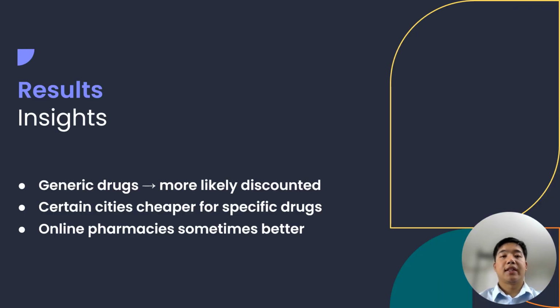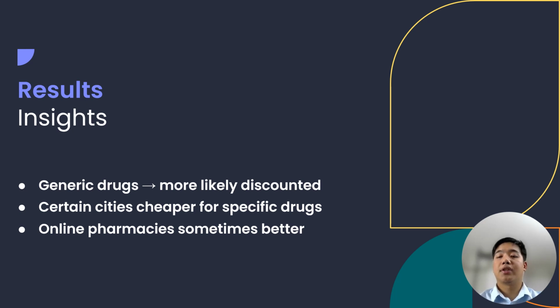So, for the results and insights from this analysis, I found that generic medications were more likely to be discounted, and certain cities consistently had lower prices for specific drugs. The data also showed that online pharmacies sometimes offered better deals, but these differences were not always dramatic. These insights can be valuable not just for consumers but also for healthcare providers, and even policy researchers who want to understand pricing dynamics.